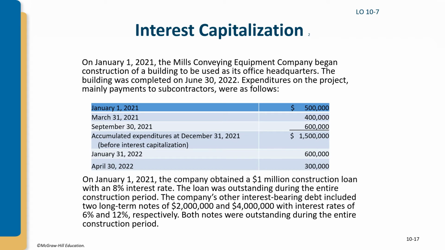Also, the company has other loans outstanding during the year, 2 of them. One's for $2 million in principal, the other is $4 million. So those are their balances. The interest rates are 6% on the $2 million and 12% on the $4 million. And both of these loans were outstanding during the entire construction period. Now, if you're saying, well, how's that possible? We're just keeping it simple.